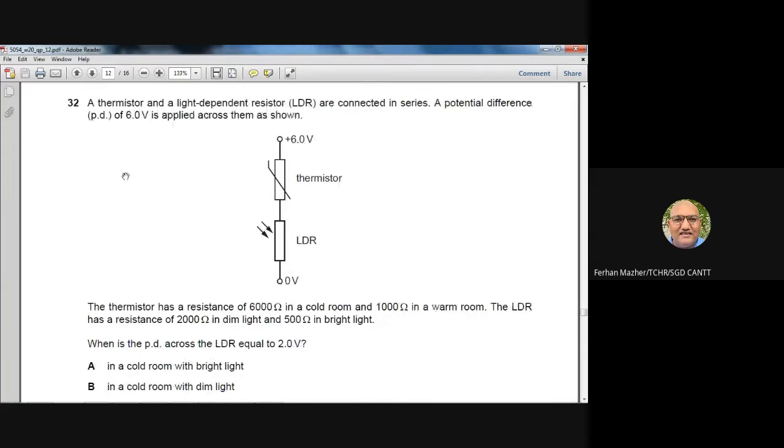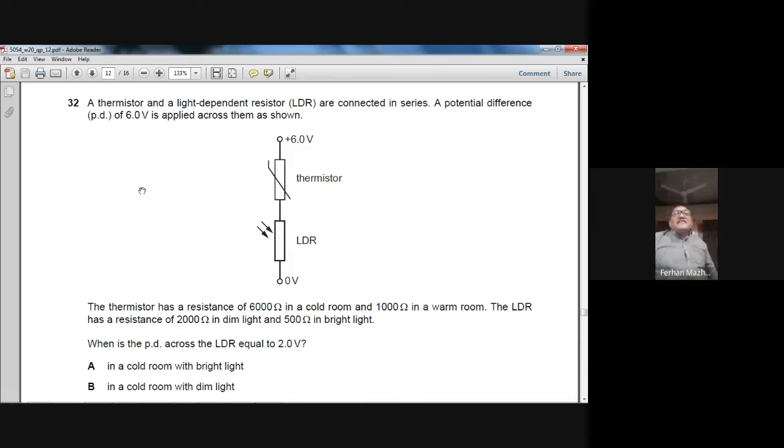A thermistor and a light dependent resistor, LDR, are connected in series. A potential difference of 6 volt is applied across them as shown. So the voltage of the battery is 6 volt. Here we have a thermistor, we have an LDR, and the 6 volt battery is connected with them in series with each other. So you can take it as a potential divider. The potential divider thing should come to your mind.